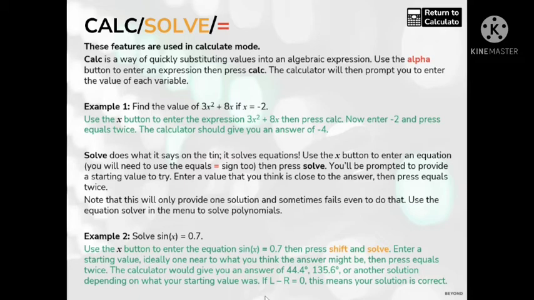Solve does what it says on the tin. It solves equations. Use the alpha button to enter an equation. You will need to use the red equals sign too, then press solve. Enter a starting value. It's using a numerical method in order to solve it. For example, the second one, sin x is 0.7. The way to solve that is x is inverse sine of 0.7, which is 44.4.